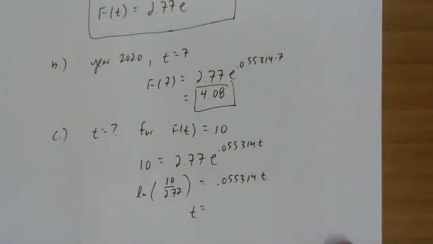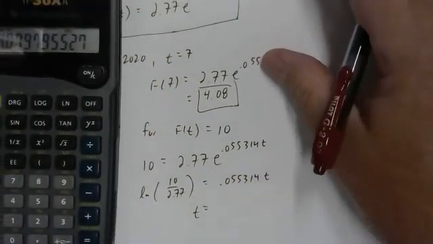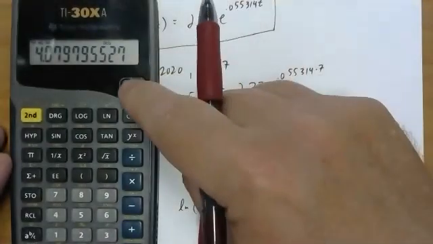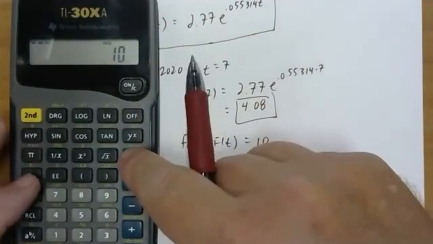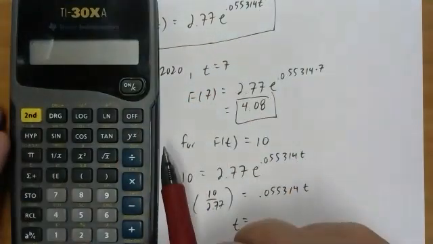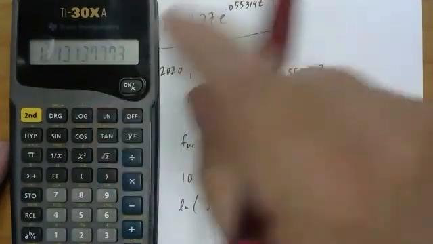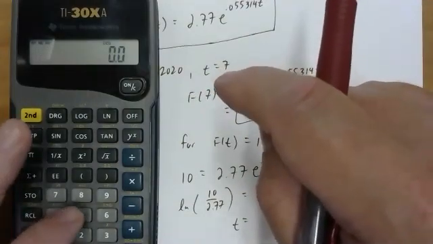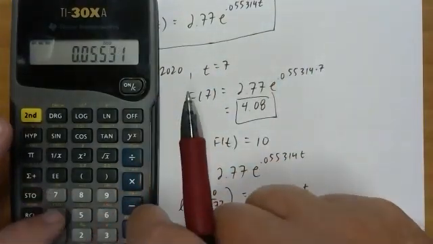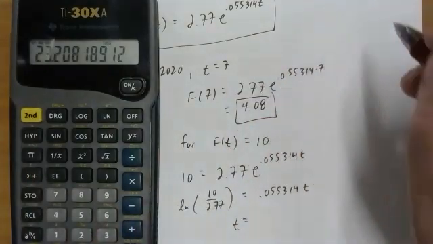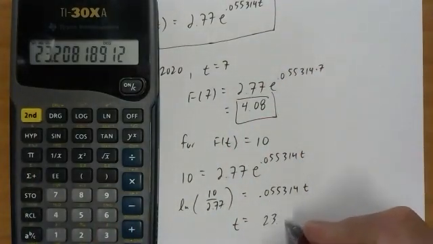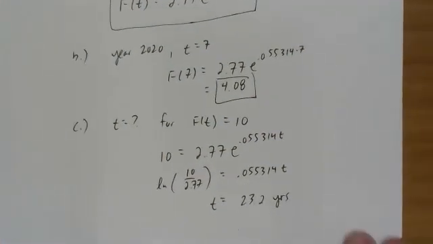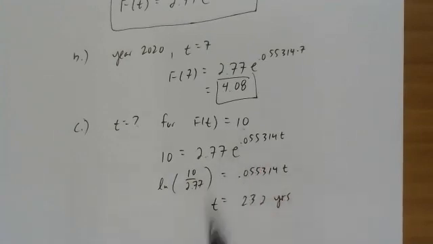So I'm just going to do this on my calculator, save a few steps. So 10 divided by 2.77. I'm going to take the natural log of it and divide that by 0.05534. I get 23.2. So basically, it's going to take a little over 23 years for the amount of money to get to 10 trillion.